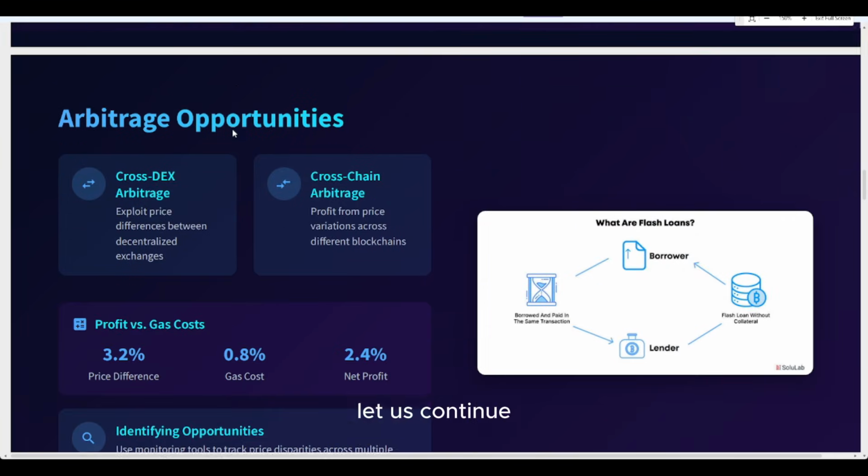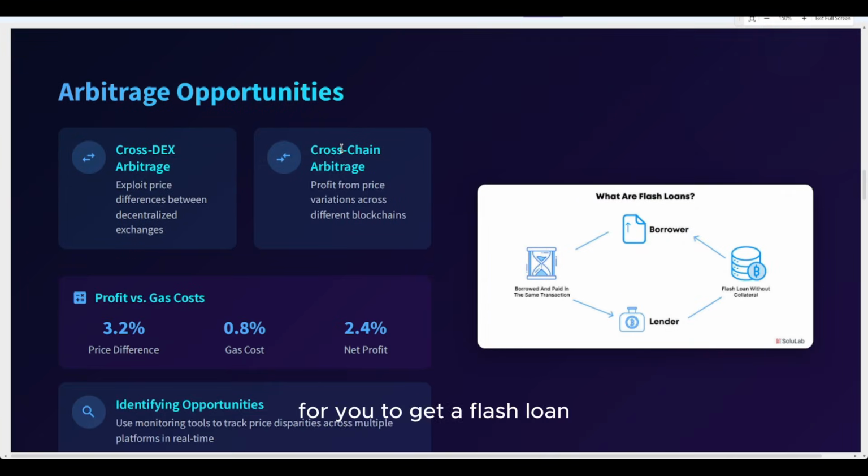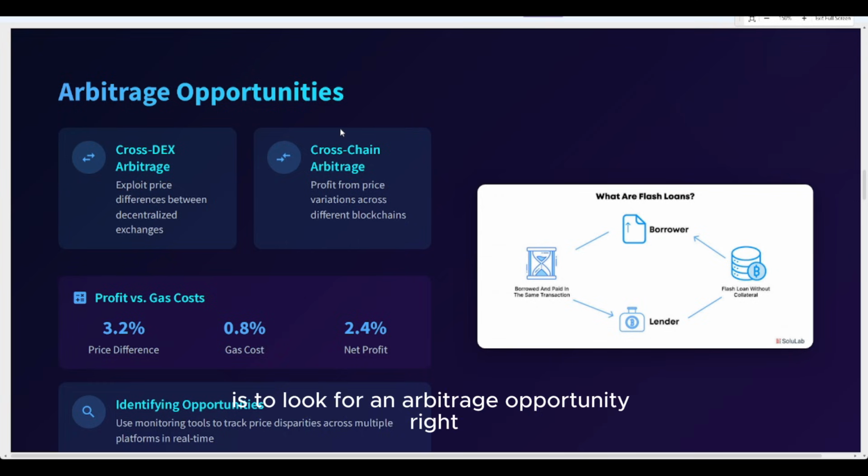Let us continue. So let's talk about arbitrage opportunities. For you to get a flash loan, the first thing that you need to do is to look for an arbitrage opportunity.